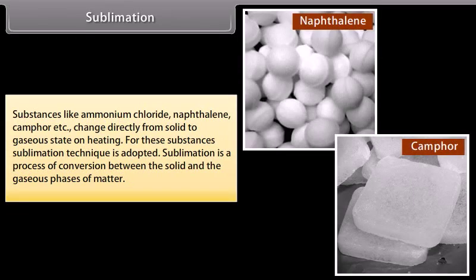Sublimation. Substances like ammonium chloride, naphthalene, camphor, etc. change directly from solid to gaseous state on heating. For these substances, sublimation technique is adopted. Sublimation is the process of conversion between the solid and the gaseous phases of matter.